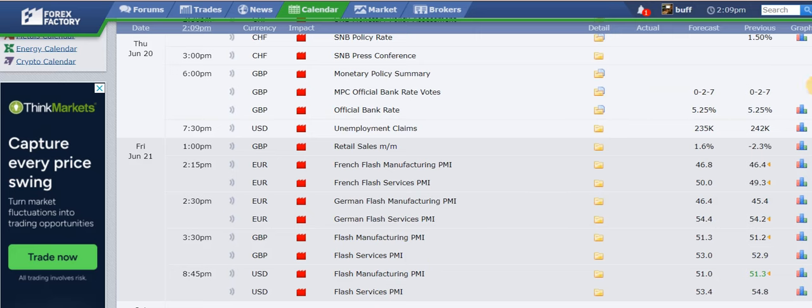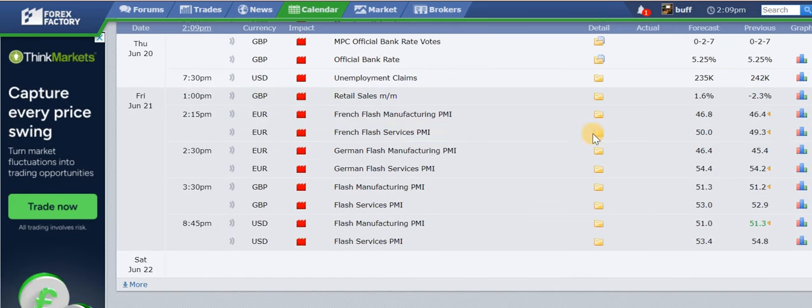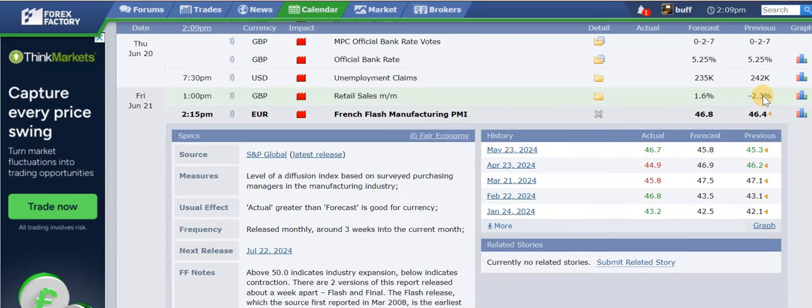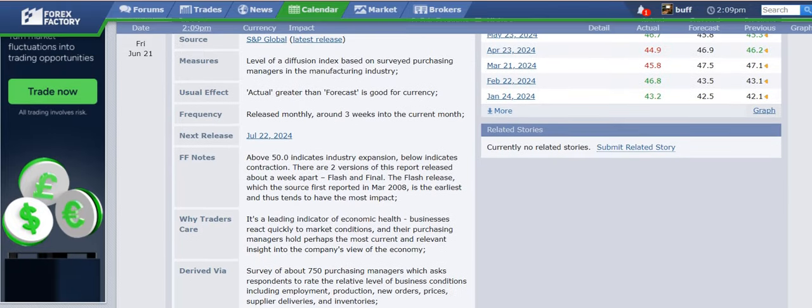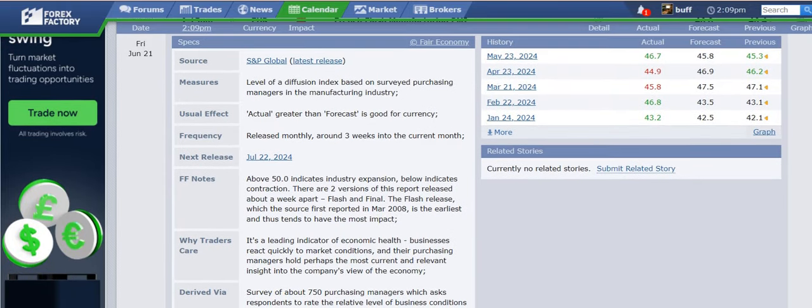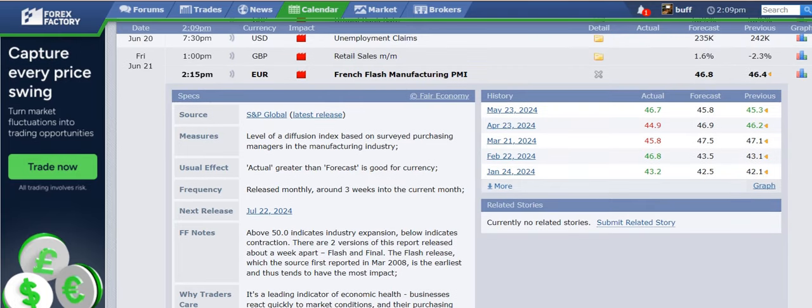So if you want to know what any of these are, all you do is come over and click on this little box here. For example, click on this little yellow box, and it brings up a few details of what exactly the news is all about and what should happen if the numbers come out wrong. I don't really read that. I don't really care about it.